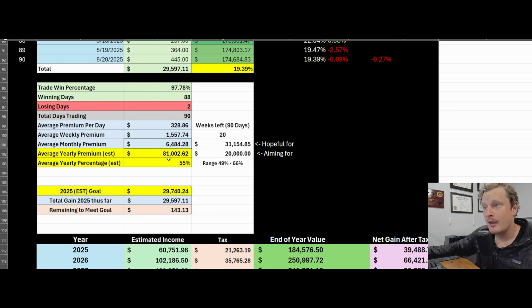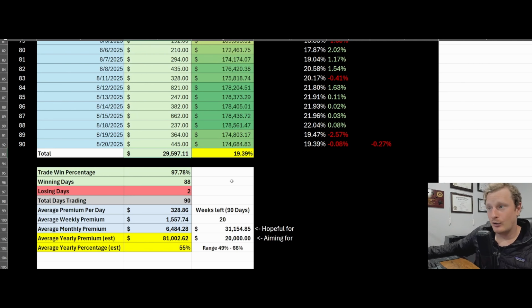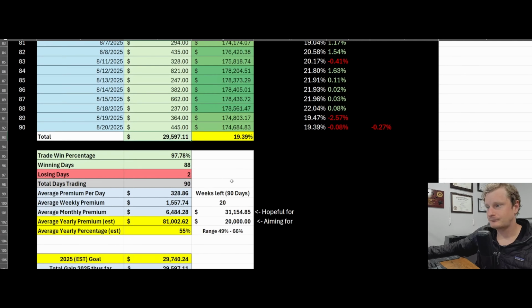And then per month, I'm averaging about $6,484. With the 90 days of trading left, based on my account's trading performance, I should make another $31,000. We can look at this number, or we can just look at the amount of money I made in the last 90 trading days. I can just double this, and theoretically, that's what the next 90 days might look like. So at the end of that period might be $58,000, close to $59,000.